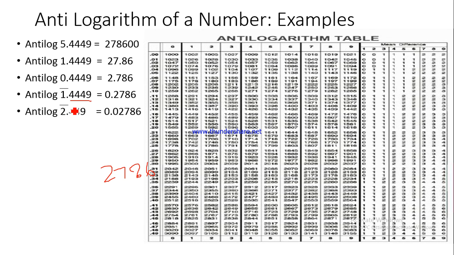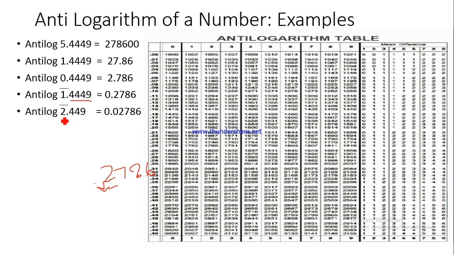So how many zeros would be there between the decimal and the first non-zero digit? This will be the first non-zero digit in my answer, right? And how many zeros would be there? 0 zeros, because minus 1 plus 1 is 0. So 0 zeros between decimal and the first non-zero digit, which means no zeros at all. So I have not put in any 0. So now the answer is 0.2786.